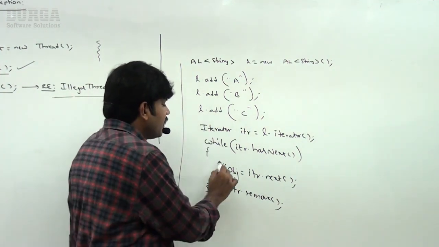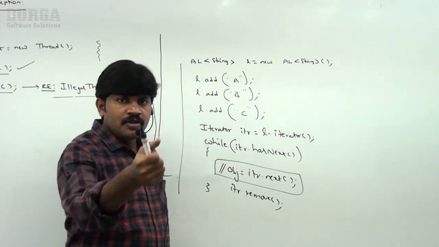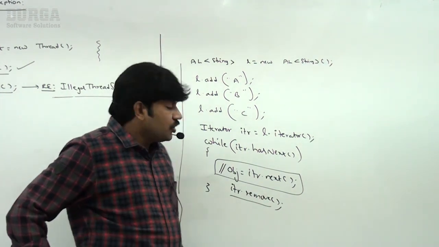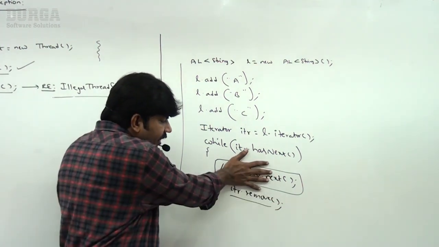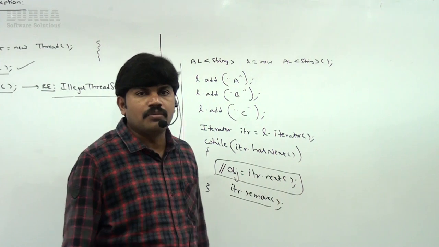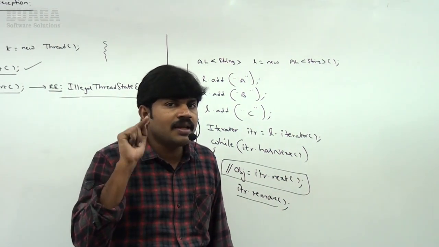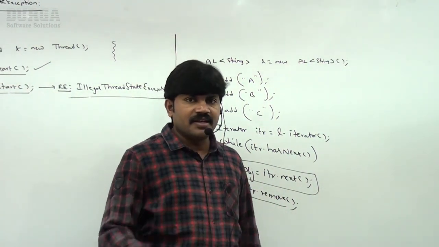if I didn't call next, sir, I didn't call next. You didn't get the object, but still you are calling the remove method. So which object do I have to remove? If you comment this line, you didn't get the object. Without getting the object, now you are asking about remove. ArrayList, can you please remove the object? Which object do I have to remove? I didn't have any object. You are calling the remove method at the wrong time. Immediately we are going to get IllegalStateException.